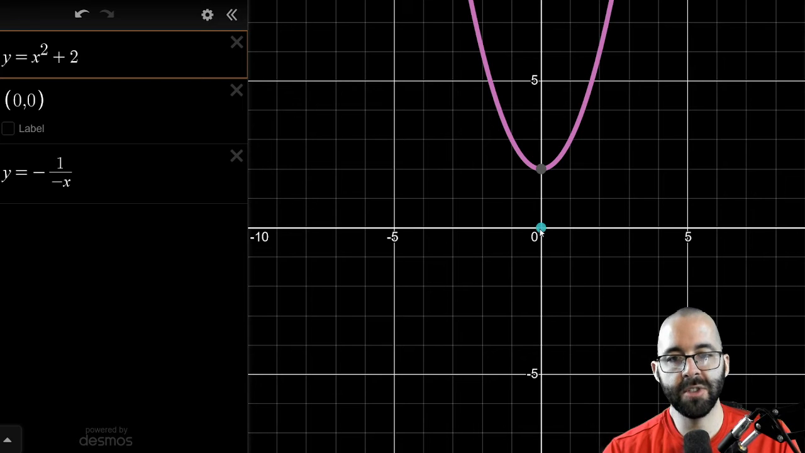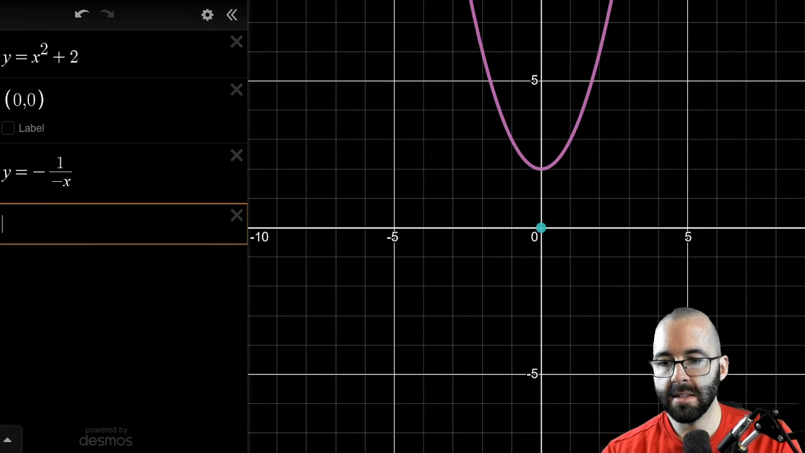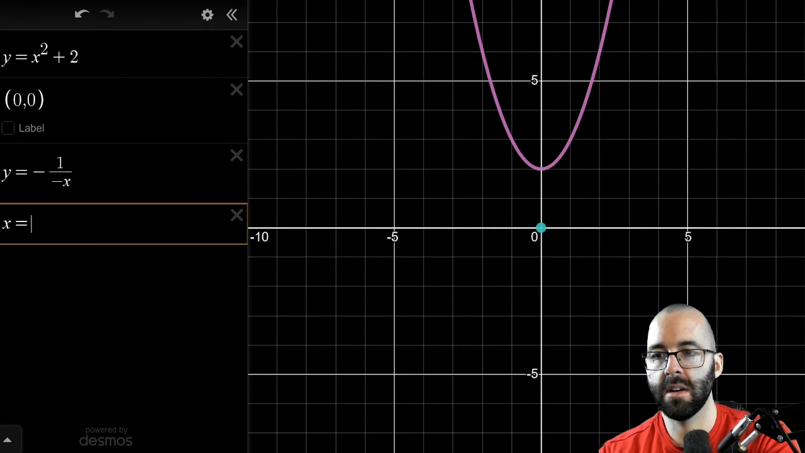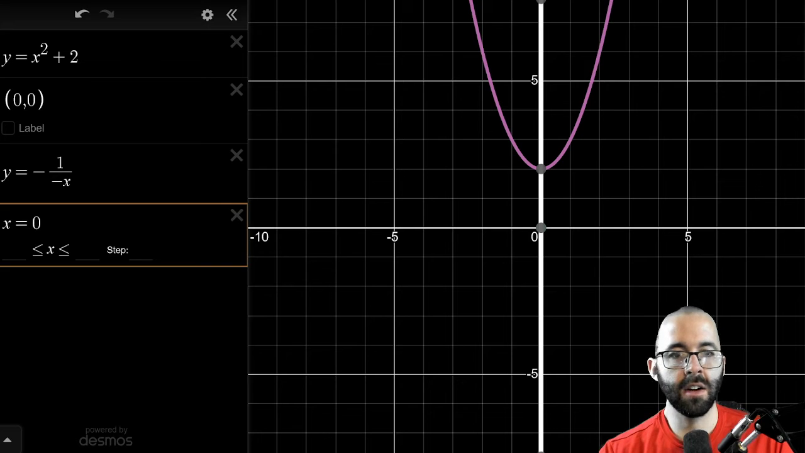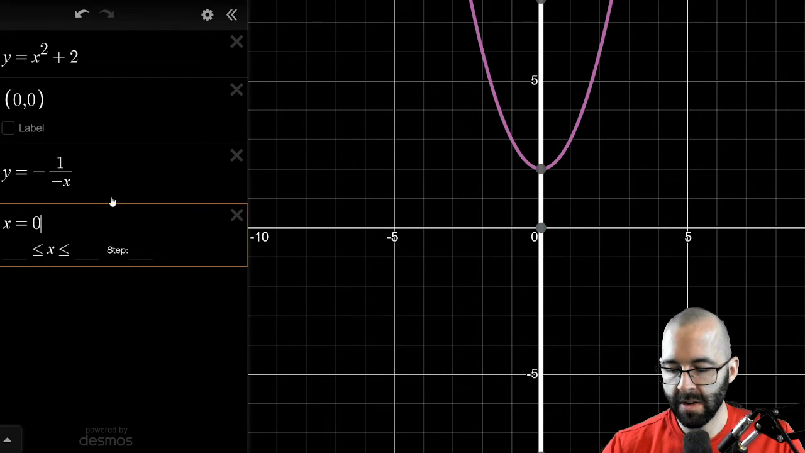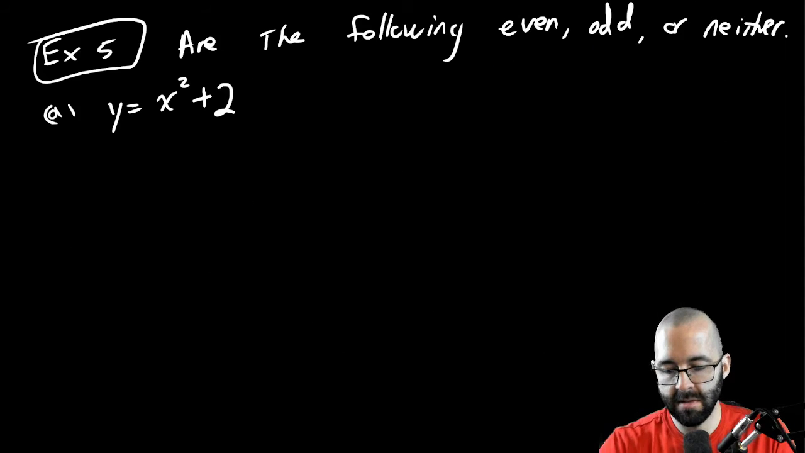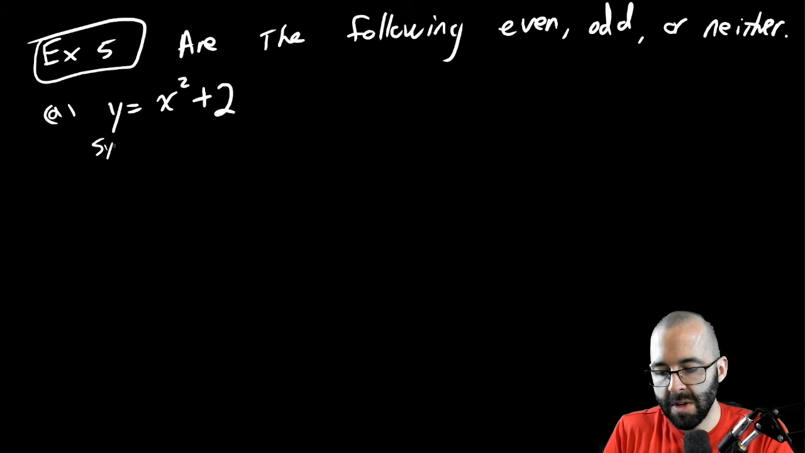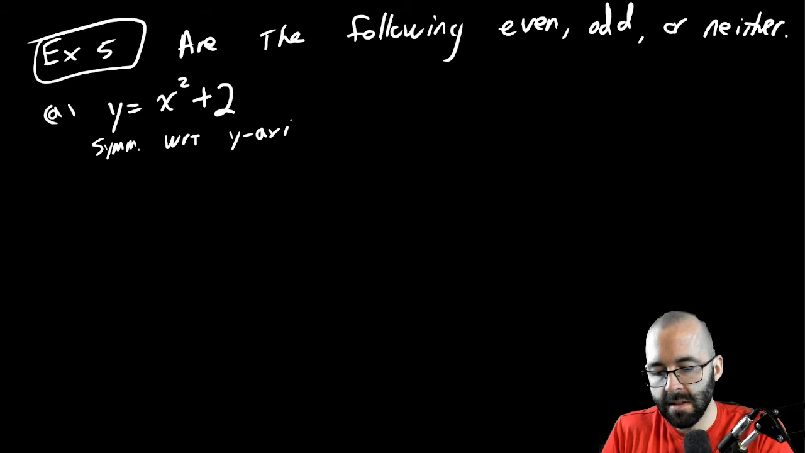Well, it's certainly not symmetric about the blue dot, right? There's nothing down here. So it's not odd. Is it symmetric across the y-axis? Yeah, it's the same to the right and the left of the y-axis. Okay, so that means it's even. Right? This is symmetric with respect to the y-axis, so it's even.